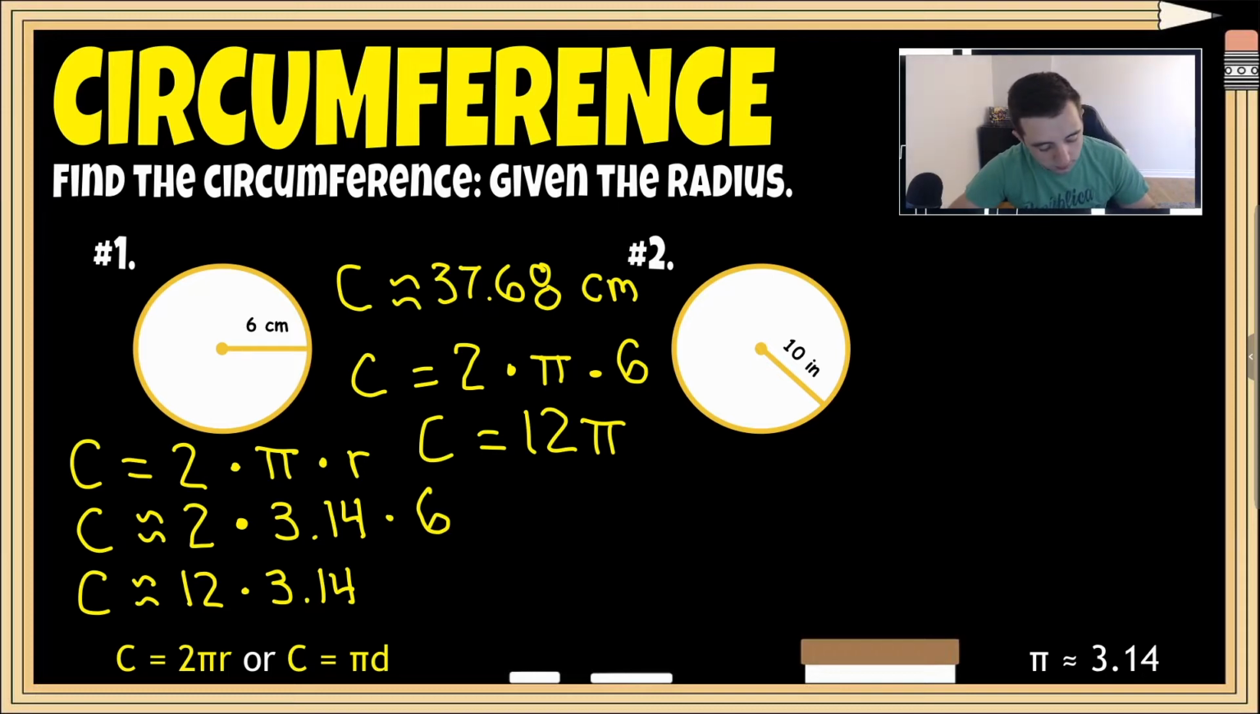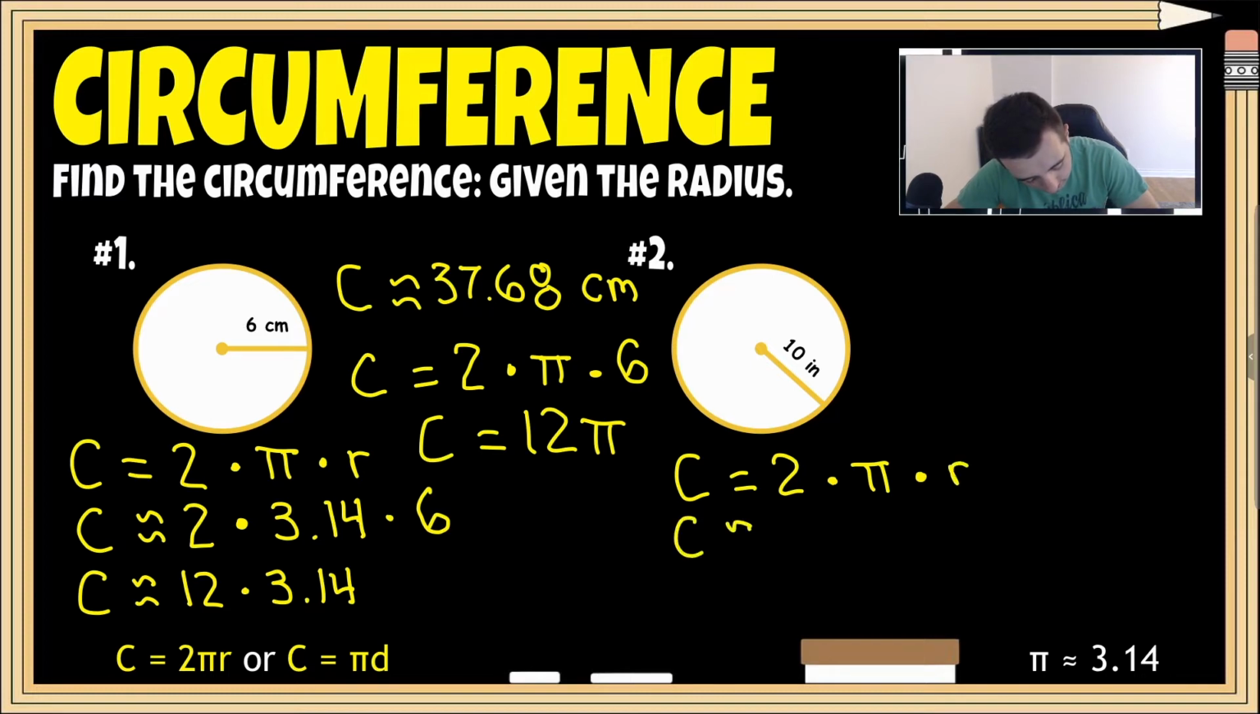Okay, let's move on to number 2. So same thing, let's jot down our formula. Circumference equals 2 pi r. So c equals 2 times pi times the radius. Okay, let's plug in our values. C is approximately 2 times 3.14 times 10.